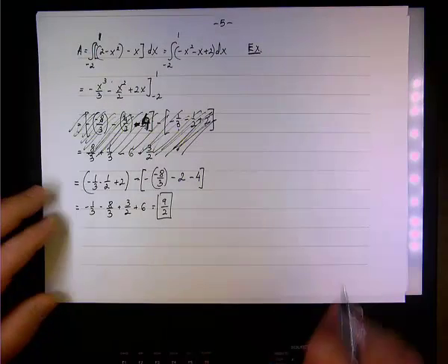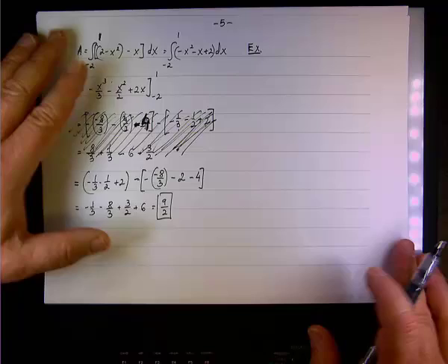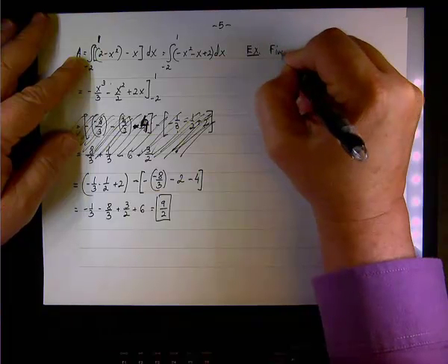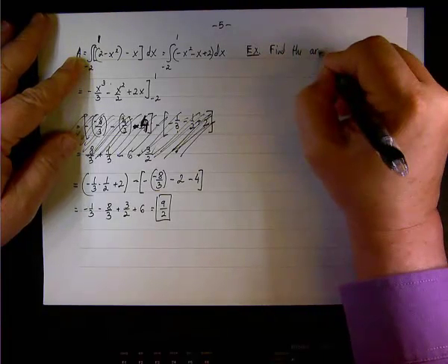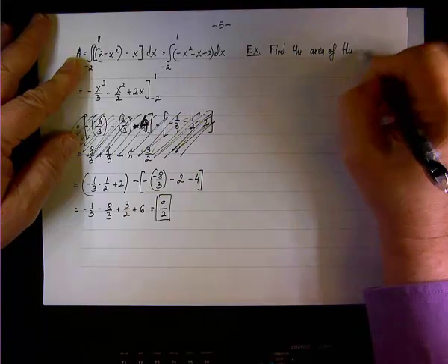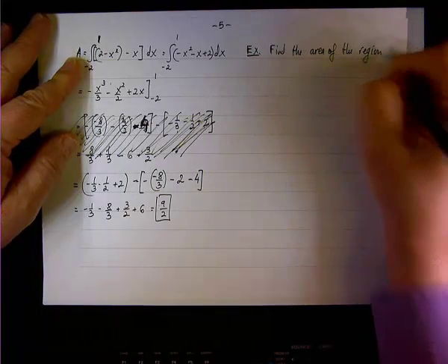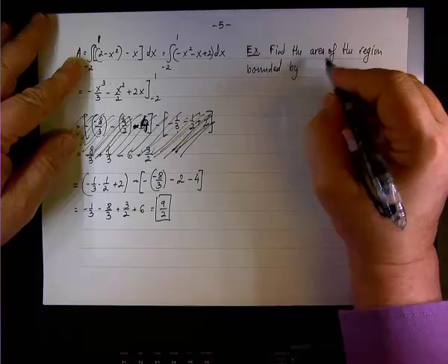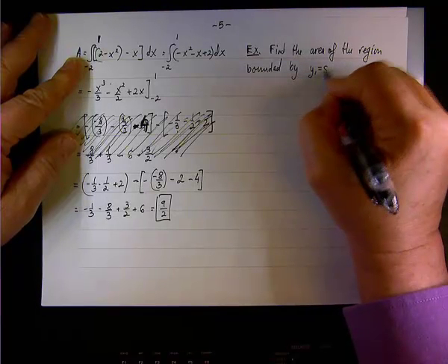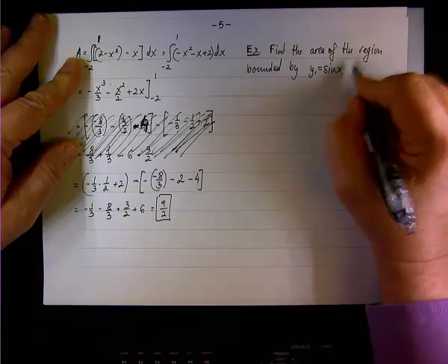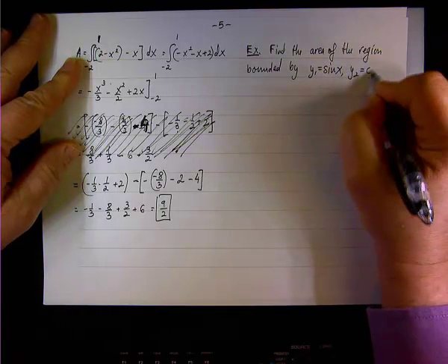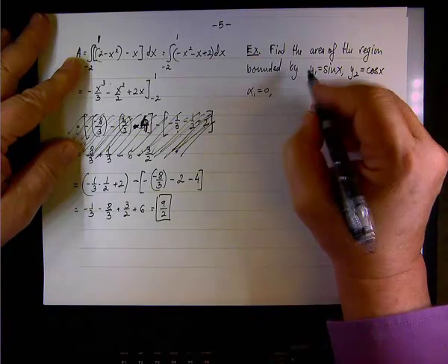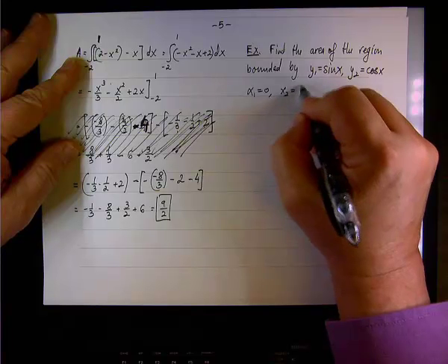And this is where we have to break the interval into two parts. Find the area bounded. Find the area of the region bounded. Let's see, y1 equals sine x, y2 equals cosine x, x1 equals 0, and x2 equals pi over 2.